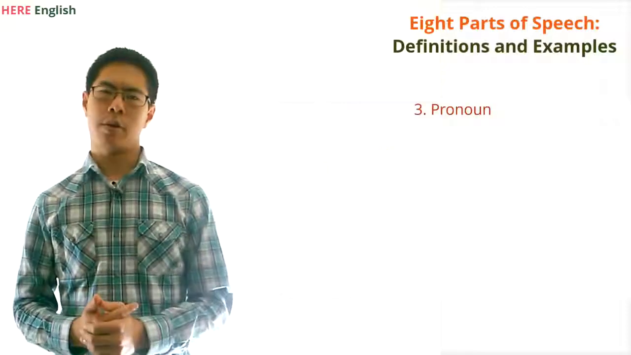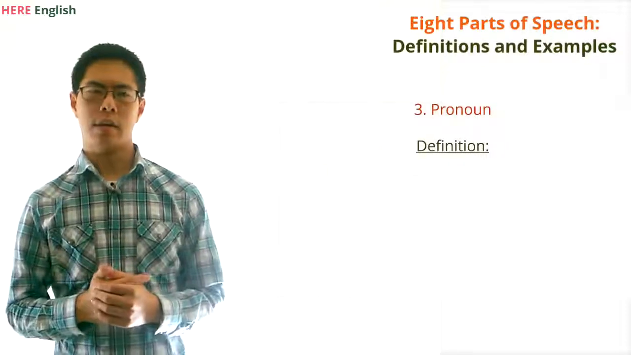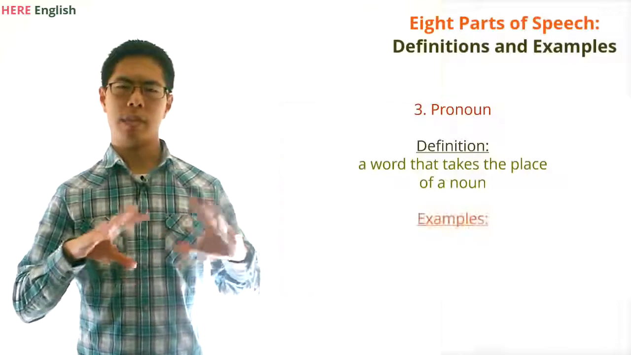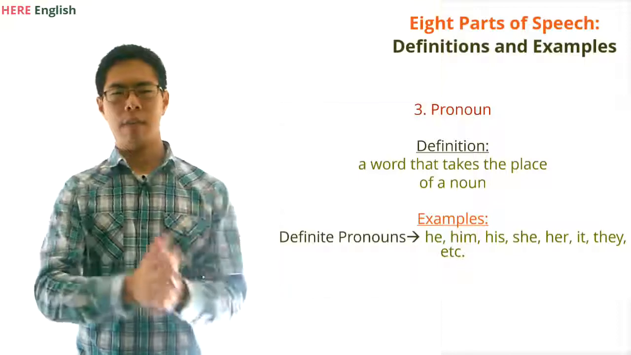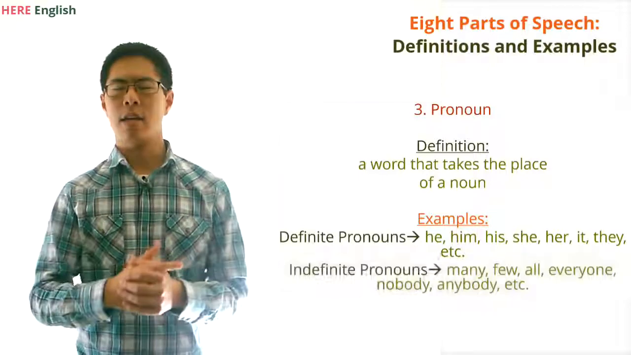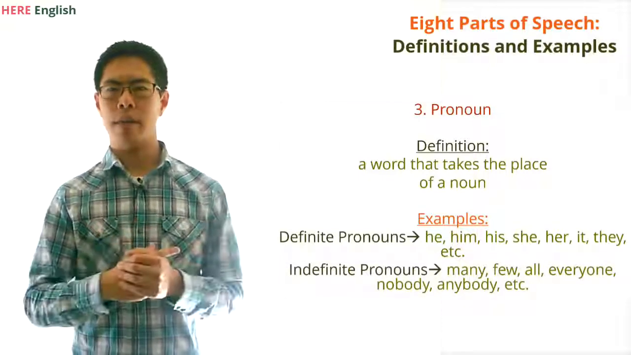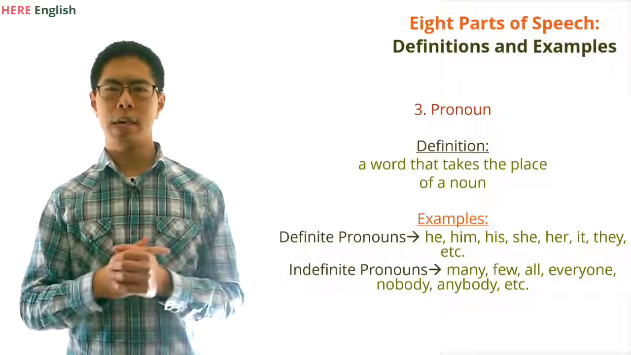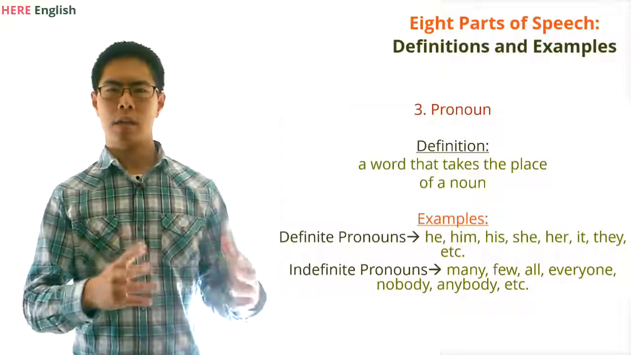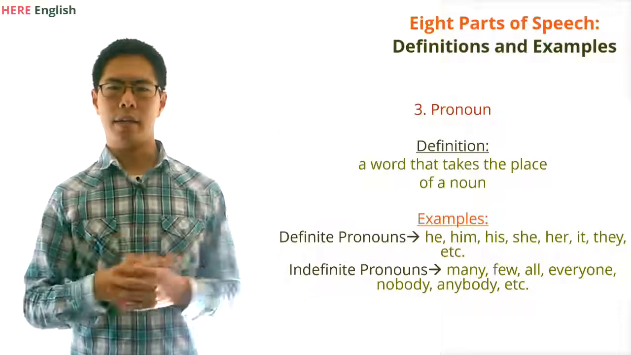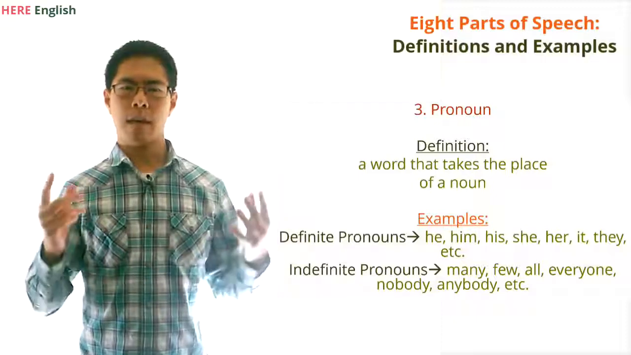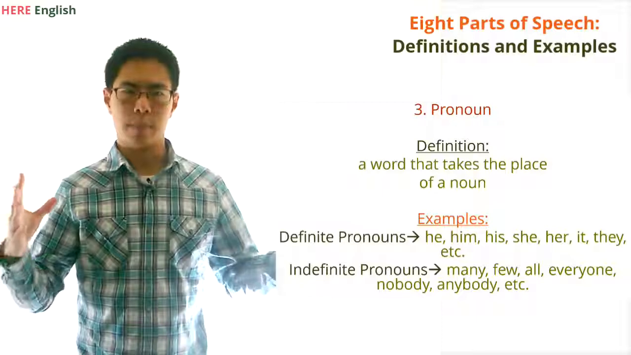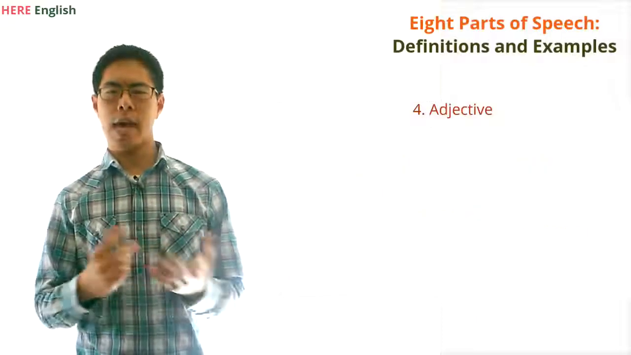Next, let's talk about pronouns. What is a pronoun? A pronoun is a word that takes the place of a noun. Here are some examples of pronouns: he, him, his, she, her, it, they, many, few, all, everyone, nobody, anybody, etc. Instead of writing Jonathan every time, we can replace Jonathan with the pronoun he, both to save time and space and to add variety to sentences. Instead of writing the names of everyone in the room, we can replace this long list of names with just the pronoun everyone.